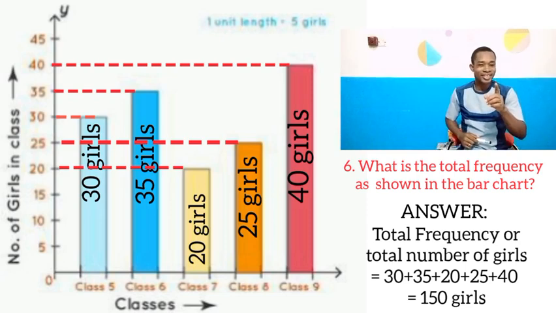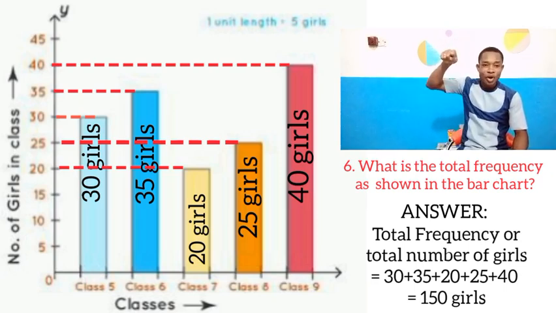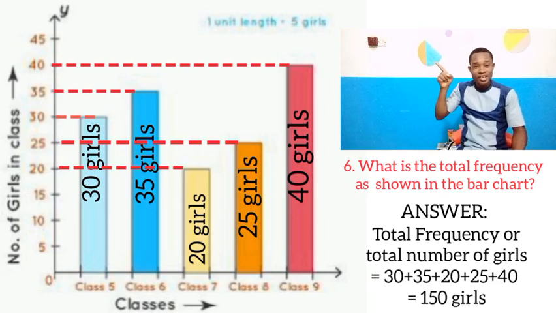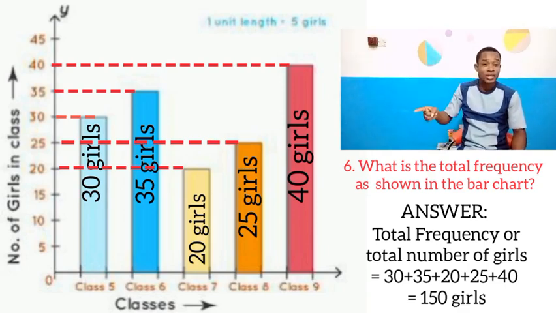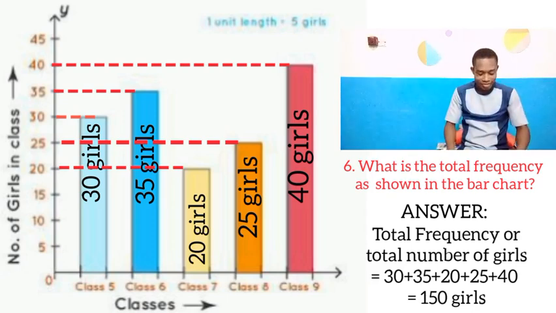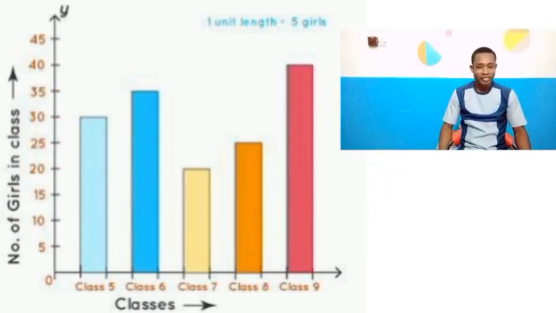Do you understand that? Remember, we went to the height, the top of each rectangular bar, and then we traced it, dot, to the vertical line, where we have the number of gears, because that represents the frequencies. And then we added what we got for each rectangular bar. That gave us 150. That is the total frequency. Let us move on to question number 7.